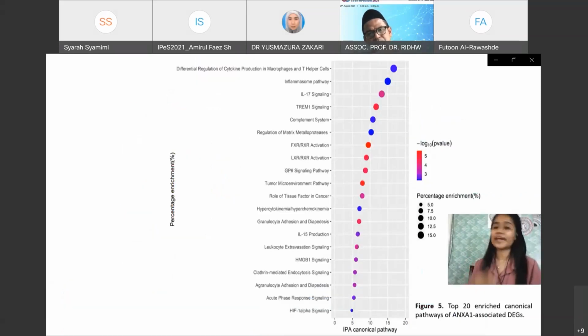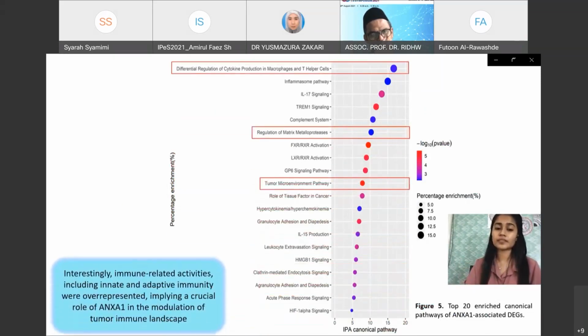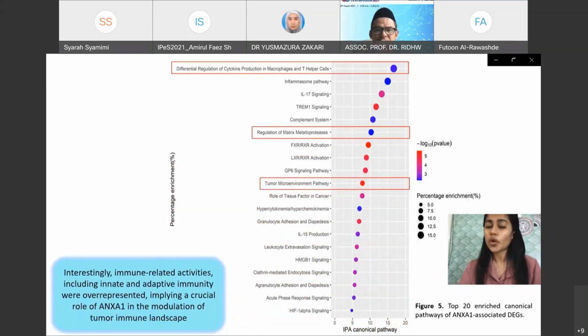Moving on to the top 20 enriched functions of the annexin A1 associated DEGs to answer objective number 2. Here, different sizes of circles indicate different percentages of enrichment, and different colors in a circle indicate different p-values. Interestingly, immune-related activities, including innate and adaptive immunity, were overrepresented, implying a crucial role of annexin A1 in the modulation of the tumor immune landscape. Also, signaling by cytokines and chemokines, tumor microenvironment-related pathways, as well as metastatic activities like HIF1 alpha signaling and regulation of matrix metalloproteases were also well implicated.